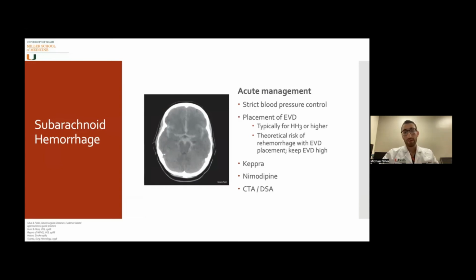It's important to appreciate that there's a theoretical risk of rehemorrhage with EVD placement. This is controversial, but some people think that the transmural pressure across the aneurysm sac, the aneurysm dome, increases when the brain and the ventricular system are decompressed, and this has been hypothesized to increase the risk of rehemorrhage. So our practice is to keep the EVD high, usually at a level of 20, to minimize this risk. Keppra is given for seizure prophylaxis, nimodipine for protection against delayed cerebral ischemia, and further imaging studies are obtained to evaluate for the source of the hemorrhage and the presumed aneurysm when they present like this.